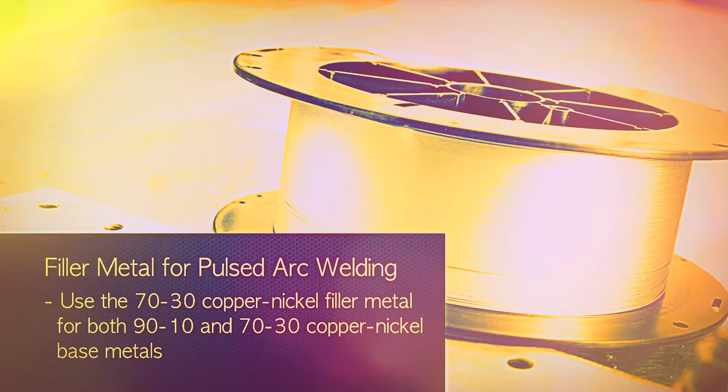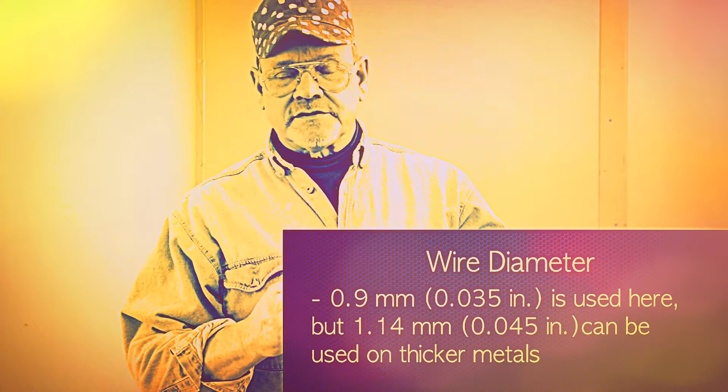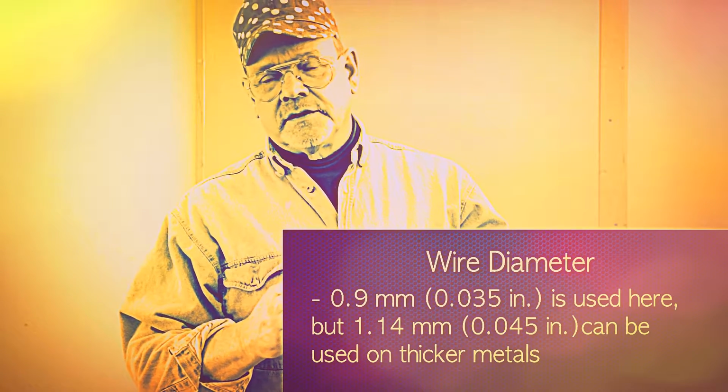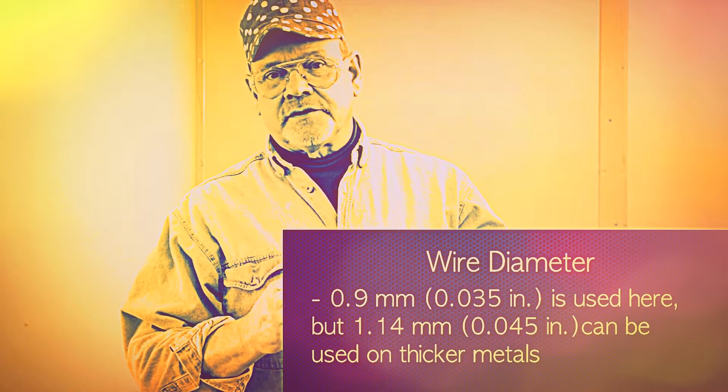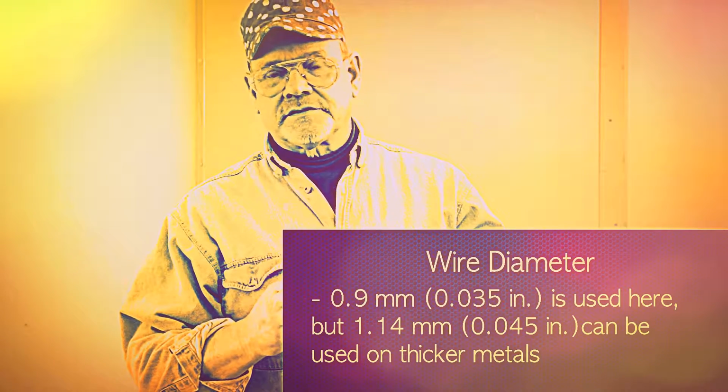In this case, we're using 35 thousandths of an inch diameter wire. There are other sizes available, such as 45 thousandths of an inch, 1/16th of an inch. The larger sizes are typically used on thicker materials where greater productivity is desired.